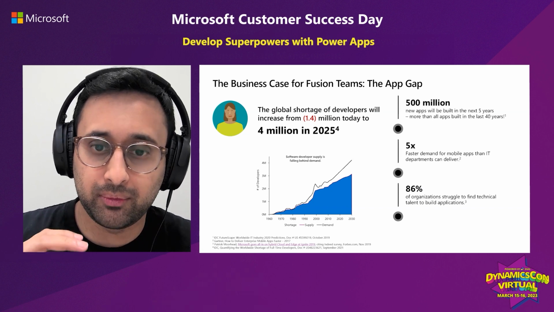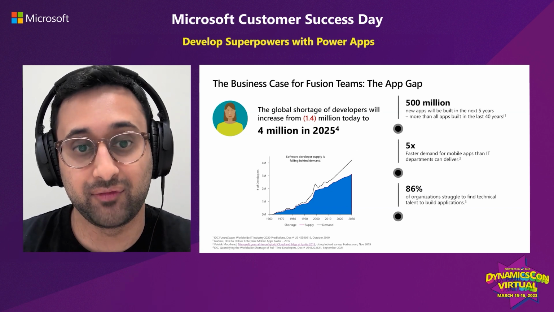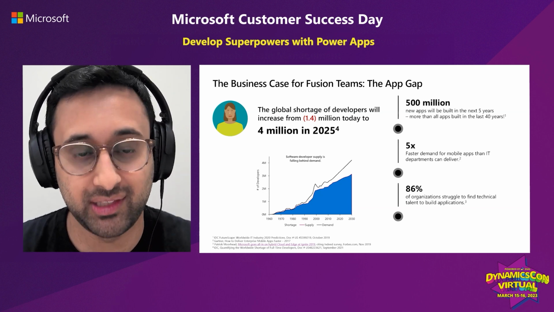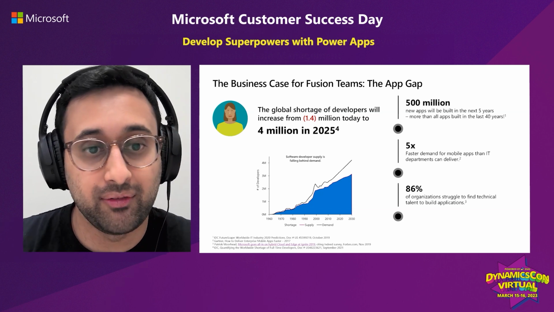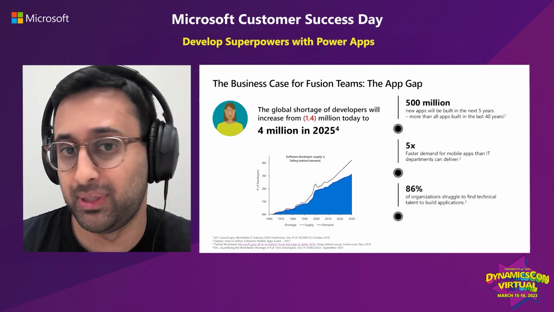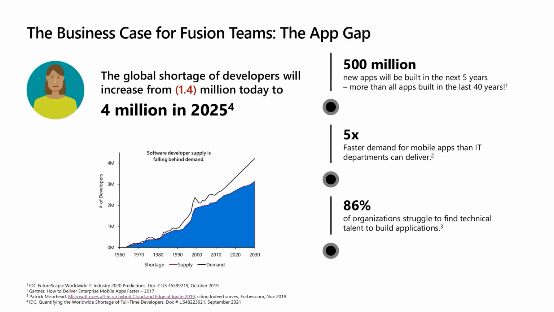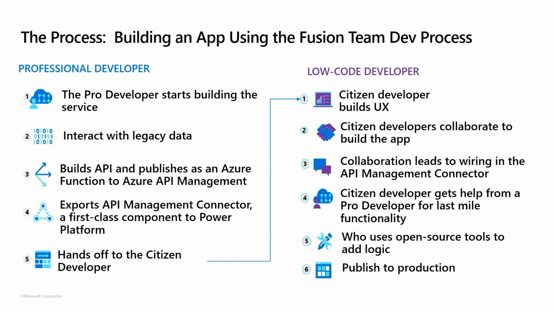So I want to highlight the importance of these fusion teams and the real business need for them. There have been several studies that show that the number of apps and solutions that organizations are going to need to generate is going to far outpace the number of actual pro developers there are to build out these applications or solutions. So fusion teams work together by having the pro devs, the citizen devs, and the IT professionals all working together to minimize that gap.